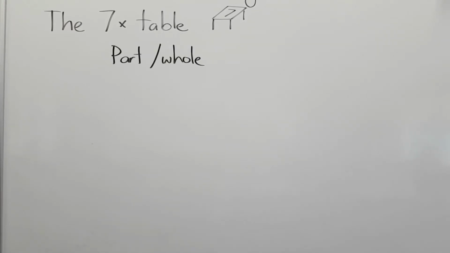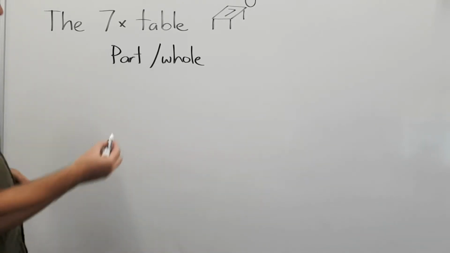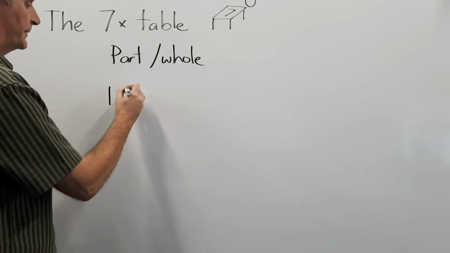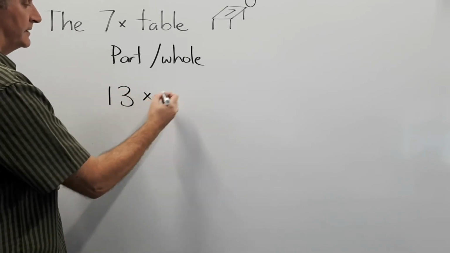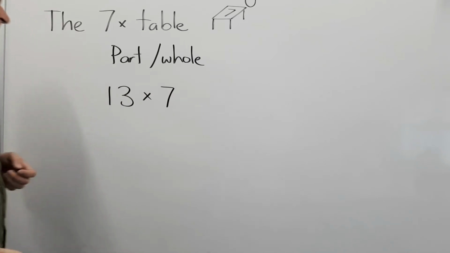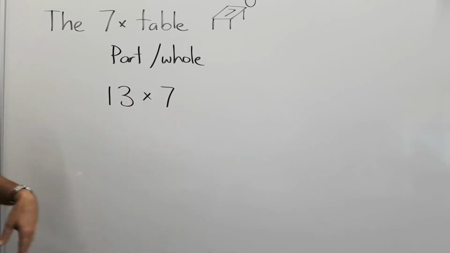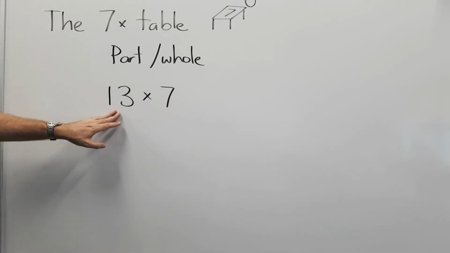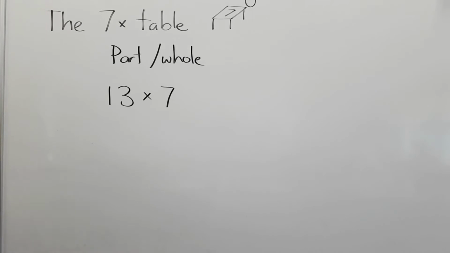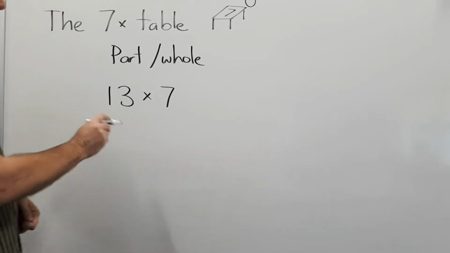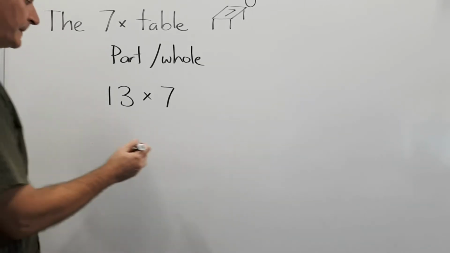Let's have a look. Okay, say we had one that you were a bit unfamiliar with. Say it was 13 times 7. We could use that strategy. There's two ways we could split this actually. We could split our 7 into 5 and 2, or we could split the 13 into 10 and 3. Either way would work. But for the sake of this exercise, we'll split the 7.